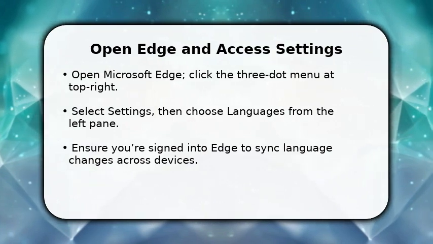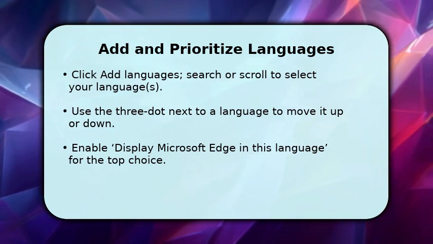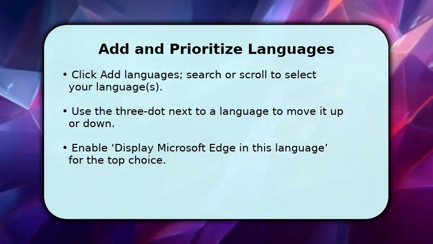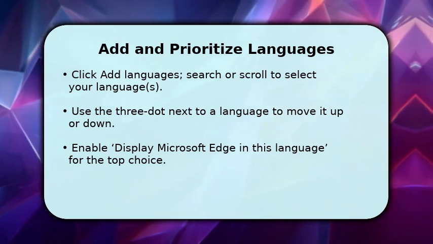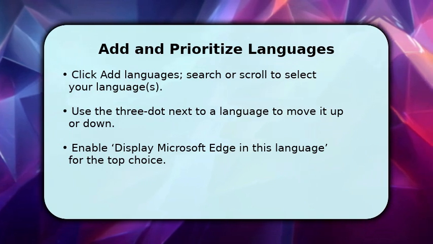Once you're in Languages, click Add Languages and type the language name to find it quickly, then add it to the list. After adding, use the menu button next to each language to move it higher. Edge uses the top language as the preferred display.